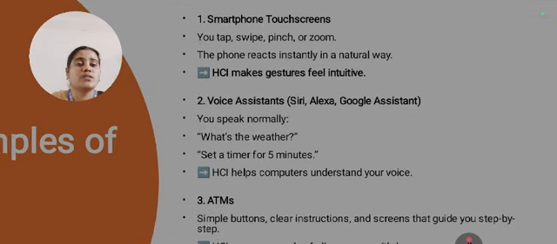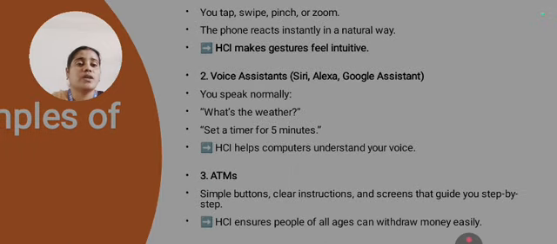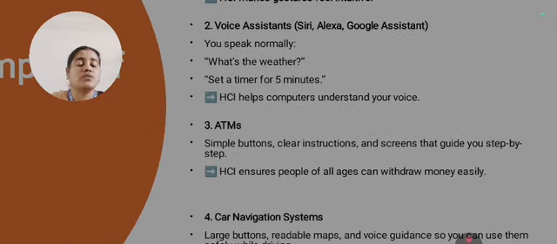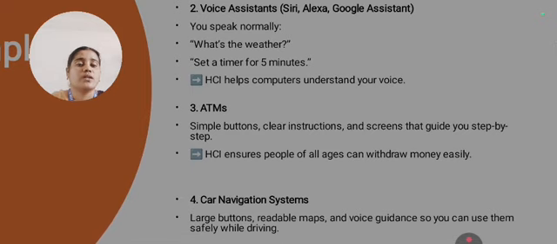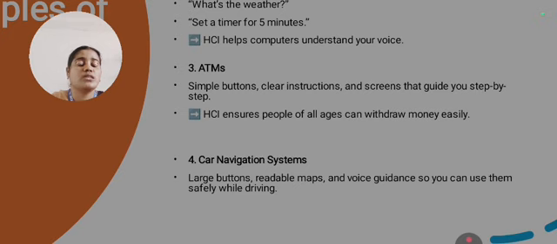Second one is the voice assistant. Some real world examples are Siri, Alexa, Google Assistant. You can speak normally. We can ask a question, and it will reply. HCI helps computers understand your voice. Third one is ATMs. It provides simple buttons, clear instructions and screens that guide you step by step. HCI ensures people of all ages can withdraw money easily.